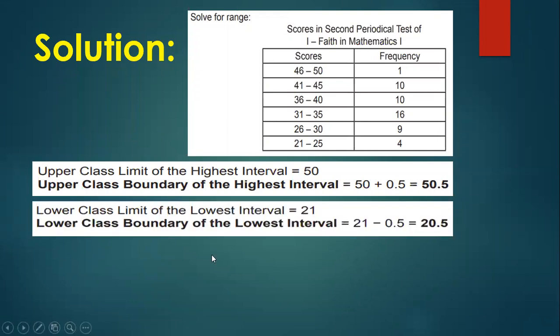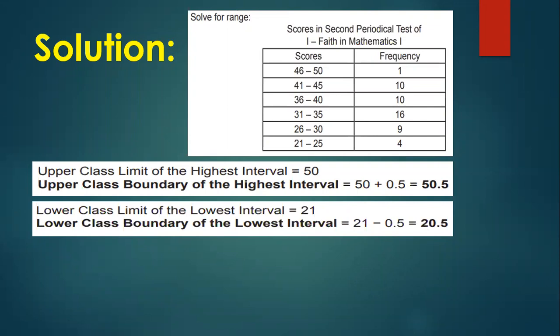Next, the lower class limit of the lowest interval. Look to the bottom part. The highest is on the top and the lowest is on the bottom, so that is 21. For the lower class boundary of the lowest interval, 21 minus 0.5. In the upper class boundary you add 0.5; in the lower class boundary you subtract 0.5, always. So 21 minus 0.5 is 20.5.